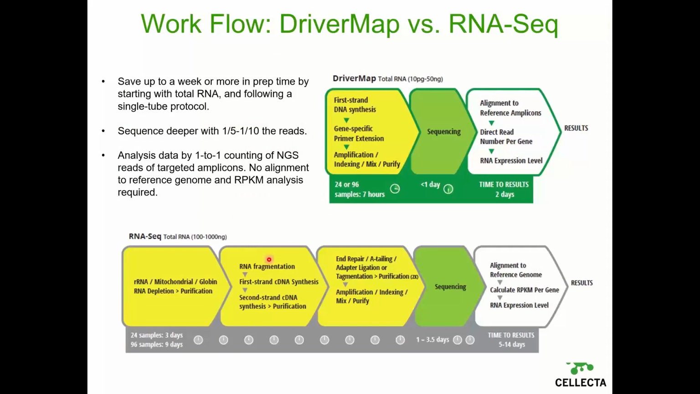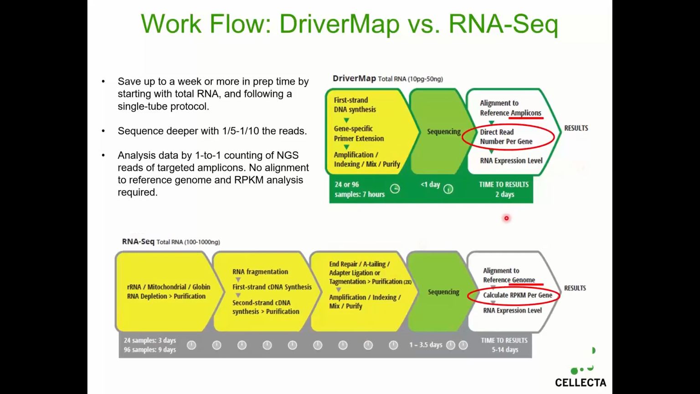It's very easy to run the DRIVE-MAP assay, since it does start with total RNA. A single RT-PCR with the targeted primers is all that's required. There's no mRNA enrichment, beta globin depletion, etc. in terms of prepping the samples. So you just start with total RNA. It's a 1-day RT-PCR reaction. Then the next step is sequencing.